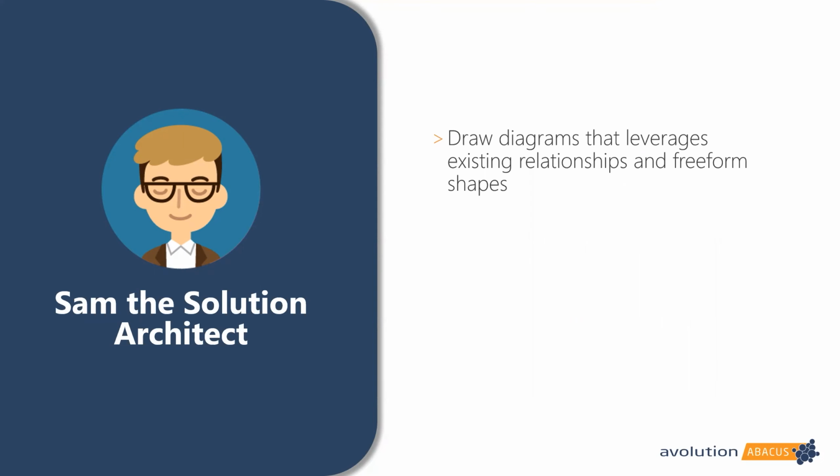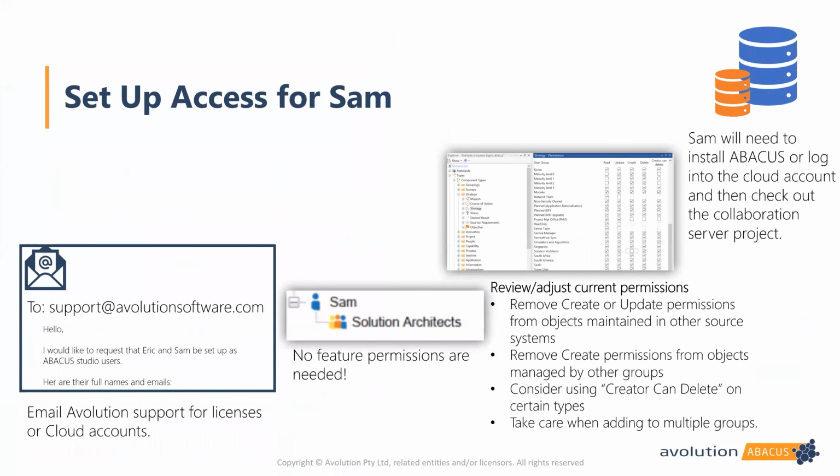And when we're providing Studio access to anyone, that does start with emailing Avolution support for licenses or for cloud accounts for that user. Now, once that user is then set up with a cloud account or with an installation of ABACUS Studio, that user can then access Studio. And from that point, they are Studio users. And a Studio user is going to be able to diagram, they're going to be able to work in data and catalogs and more. So no feature permissions are needed.